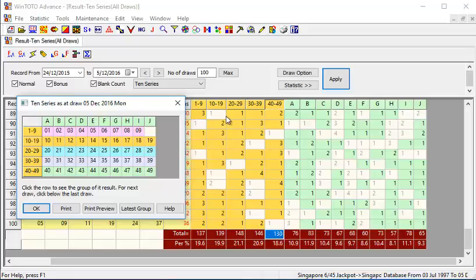So from here we can clearly see something very important. Any numbers from the group 1 to 9, the smaller numbers, you can see that in almost every draw, 1, 2, 3, 4, 5, 6, 7 draws, a lot of numbers appear from here, especially for the last 4 draws. Minimum 2 numbers appear.